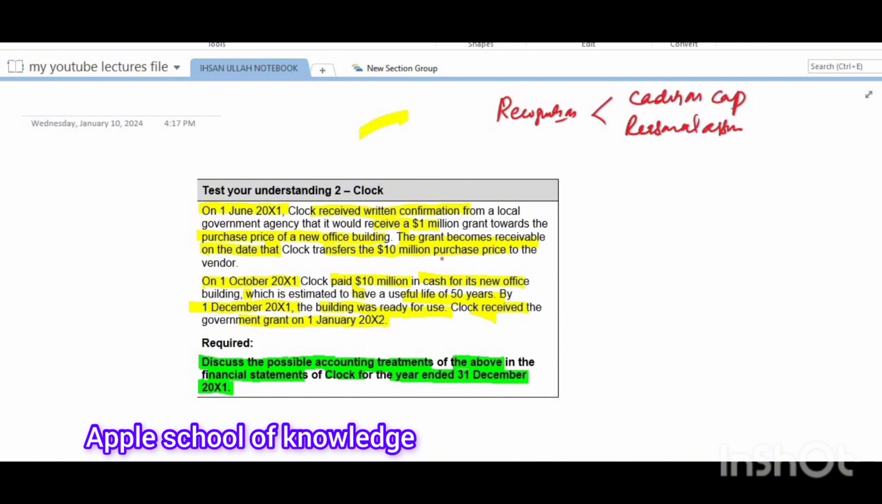Now here, the grant becomes receivable on the date when Clark transferred the 10 million purchase price. So on 1st October 2001, Clark paid 10 million in cash for its office. So the condition is also complied with. Clark is compliant with the condition, and there is reasonable assurance that they will receive it. So what you will do: debit will be your cash and credit will be your grant, with 1 million. Clear? Now you have two methods.